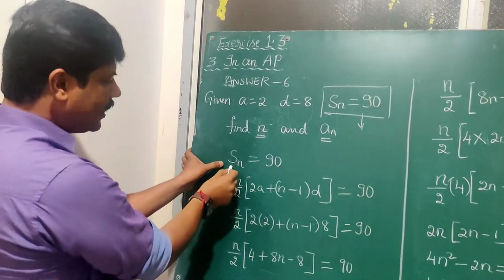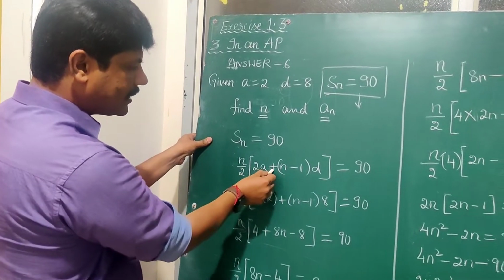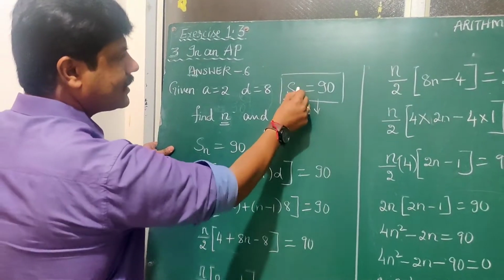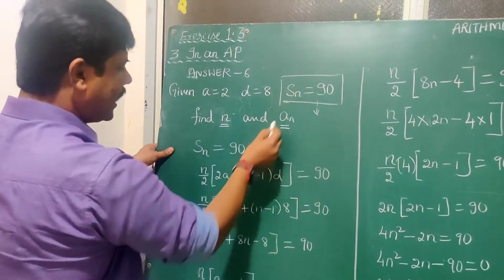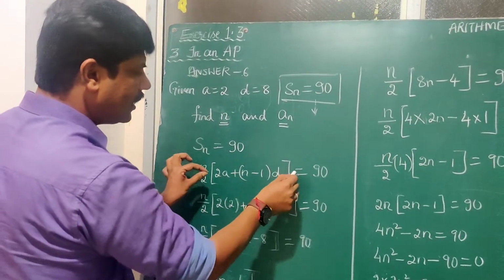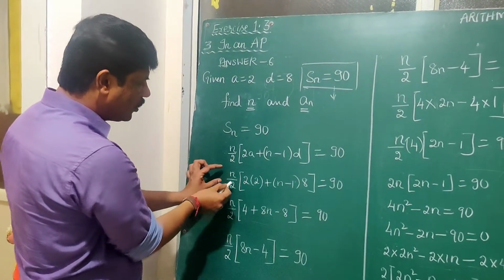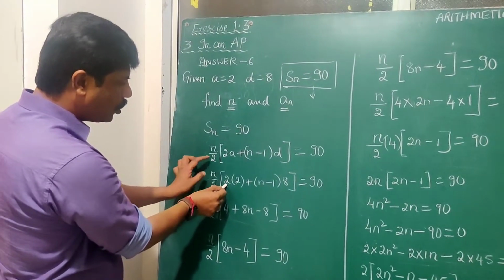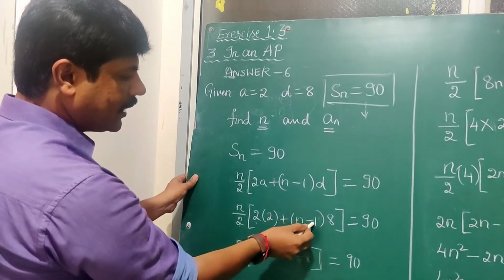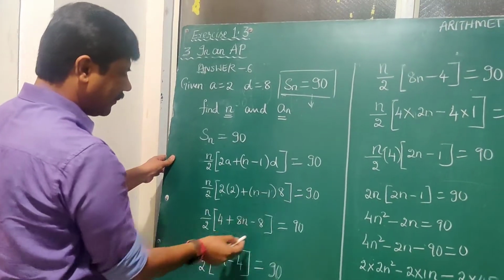This clue is taken. Sn, directly apply the formula. Sn is equal to N by 2 into 2A plus N minus 1 into D, is equal to 90. In place of Sn, I have applied the formula is equal to 90. Now, the given values you substitute. N by 2, we have to find the N value. N by 2 keep as it is, into 2 into, what is A? A is 2, substitute here, plus N minus 1 into, what is the D value? 8, is equal to 90.